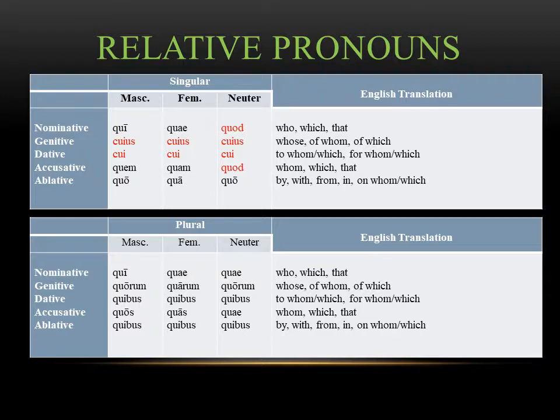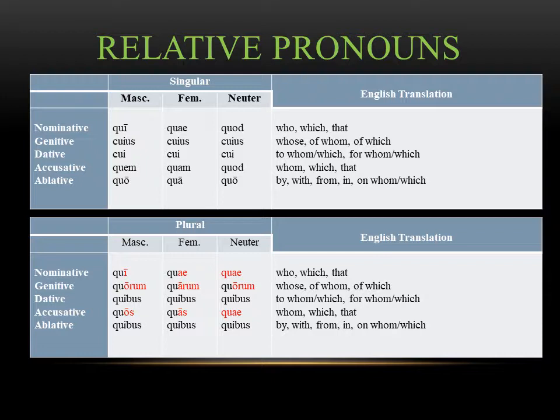Quod, this is something we've seen since a couple chapters ago or way back in the book, that the nominative and accusative form of the neuter is always the same thing. Another thing you'll notice is that the genitive and dative singular is spelled the exact same way regardless of the gender. So the masculine, feminine, and neuter form in the genitive case is always cuius, and in the dative it's cui.